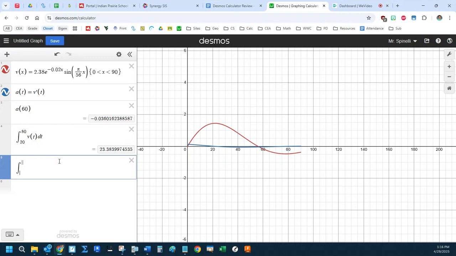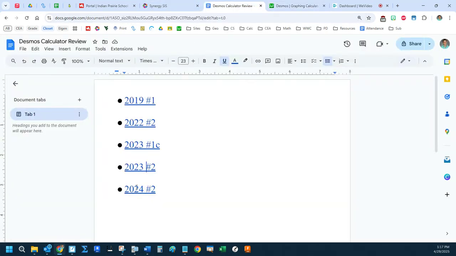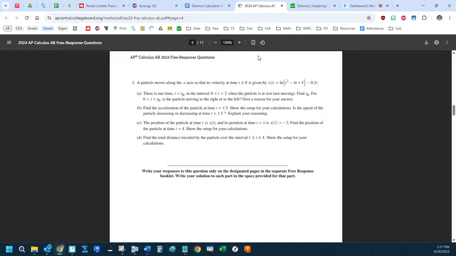So I would integrate from 0 to 90. To do absolute value, I'm going to hold shift and hit the button directly above enter on the right. And then I'm going to type my function v of x, or I could type v of t, close it, dt, and poof, you've got your answer. Let's see, what was the last one I wanted to look at? 2024, number 2.